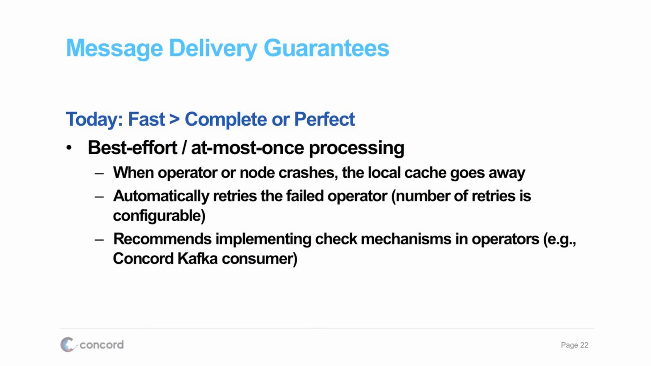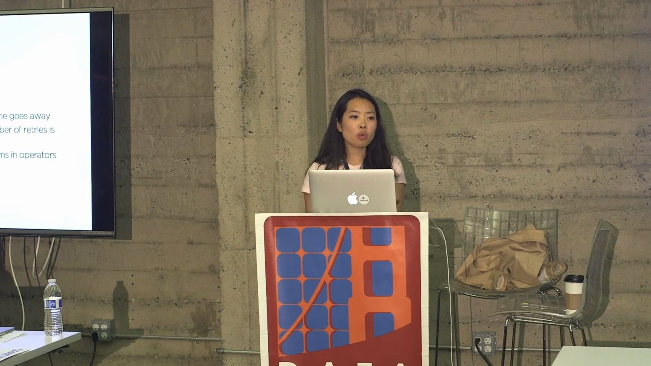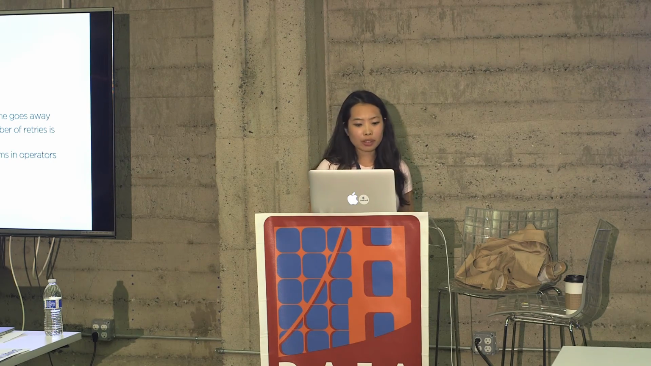One question that we always get asked is about the message processing guarantee. Currently, Concorde is best effort processing. What this means is that if your operator crashes or your node crashes, your local cache will go away. So we generally recommend that users have a checkpoint mechanism if you really care about it. Most of the applications that we were looking at have a very high temporal value of the data, because after a second, what happened last second may not really matter.